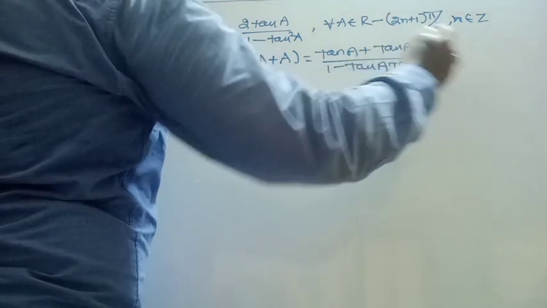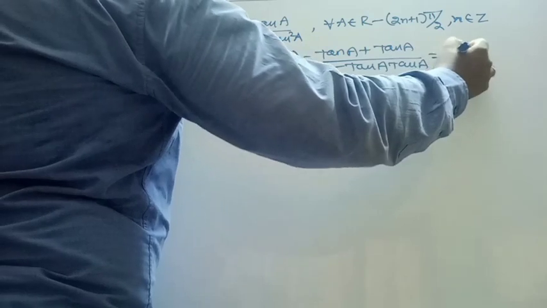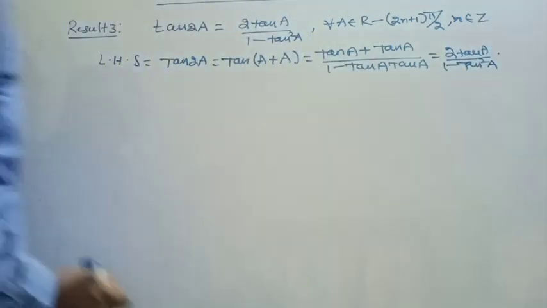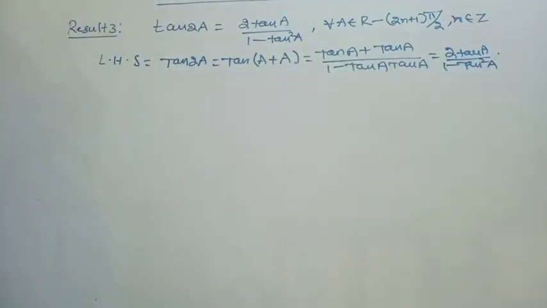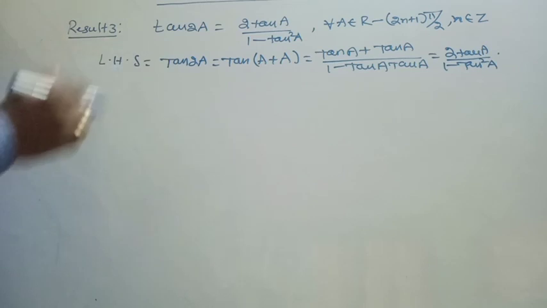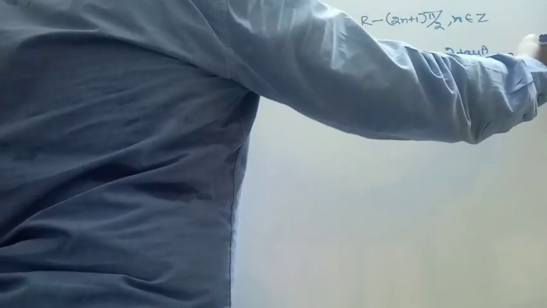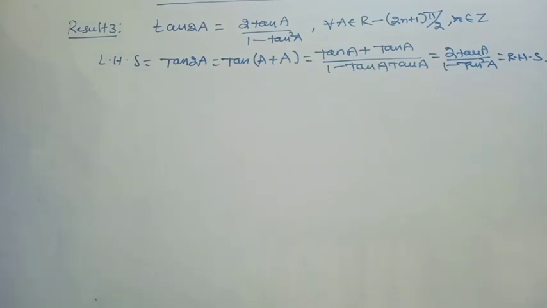Now you see, my dear students, tan a plus tan a is nothing but 2 tan a by 1 minus tan square a. See how beautifully we have got this result. That means this is the right hand side part we have. Fine.